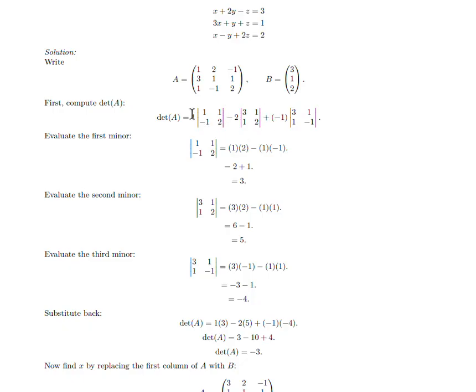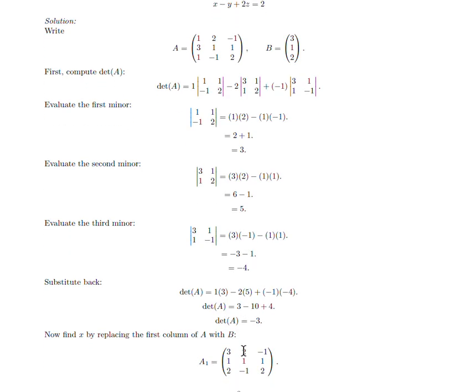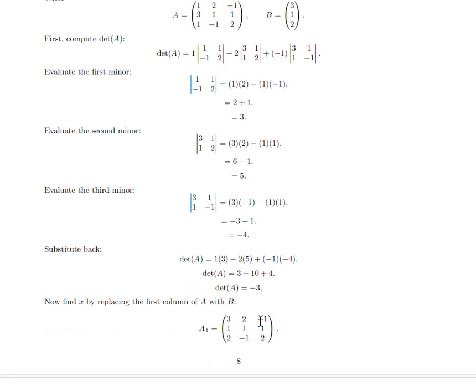So we have 1 times, we got 3 for this one. 1 times 3 remains 3. Then minus 2 times 5, and then plus minus 1 times minus 4. So we have 3 minus 10 plus 4. At the end of the day, our determinant for our 3 by 3 is minus 3.